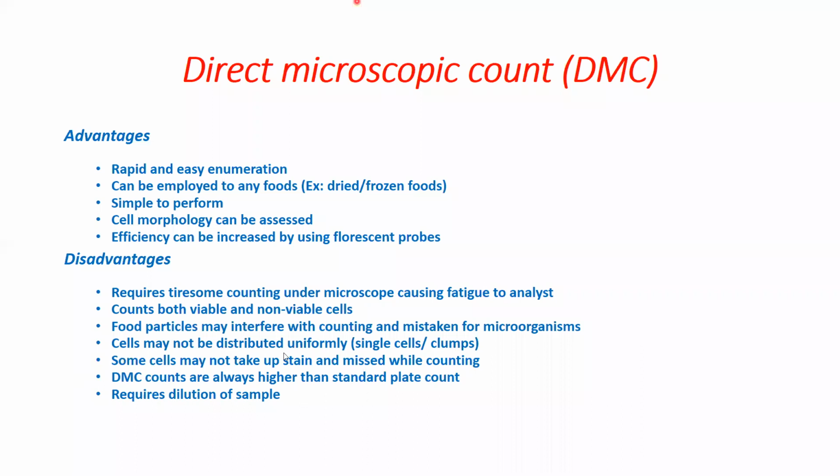Cells may not be distributed uniformly. That is because we are taking a food sample, so along with the microbial cells, some food particles will also be there.